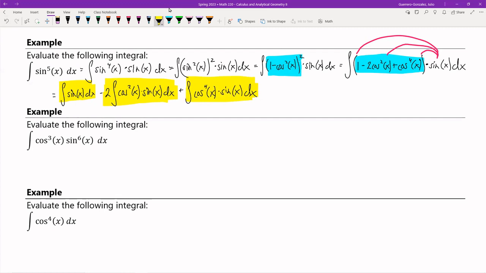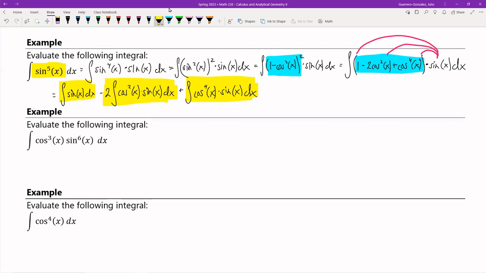So notice what I did. It just simplified. All I did was use my trig identities to simplify my sine to the fifth x. That's it. That's all that happened.